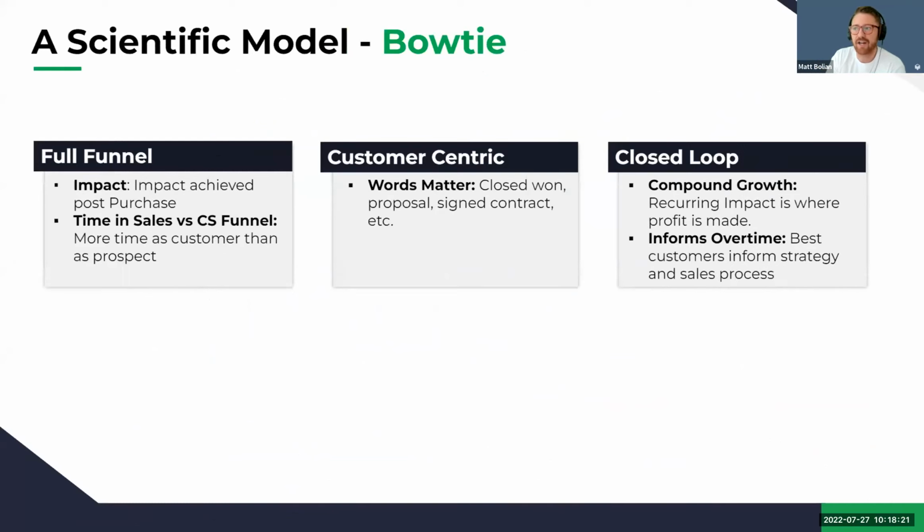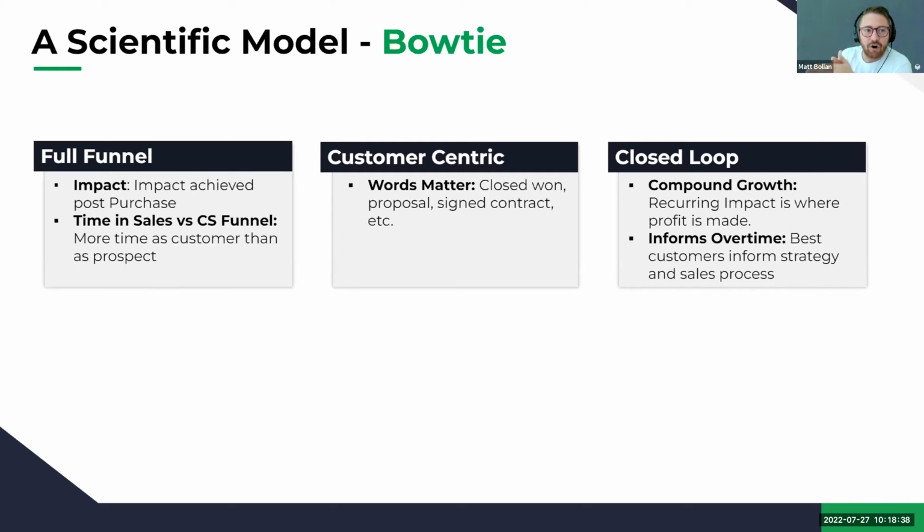Before I get into this, let's talk about some characteristics of this model that we want to create. Number one, full funnel. We use the word full funnel, but I don't like being full, so I think it's funny we use it. I like being just right, satisfied funnel maybe. Anyway, we have the full funnel.